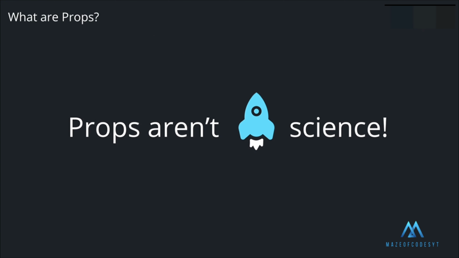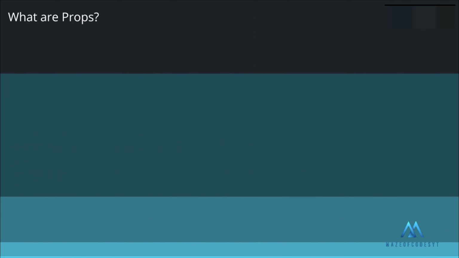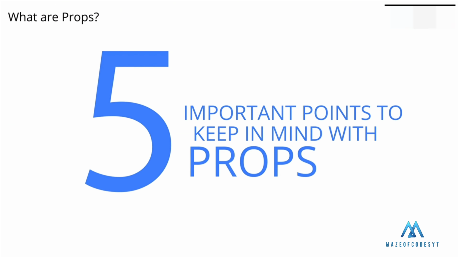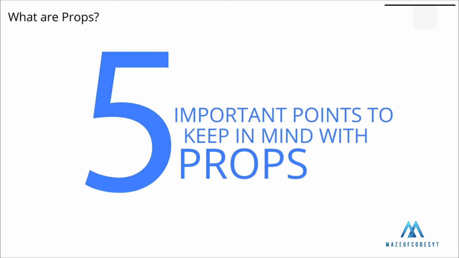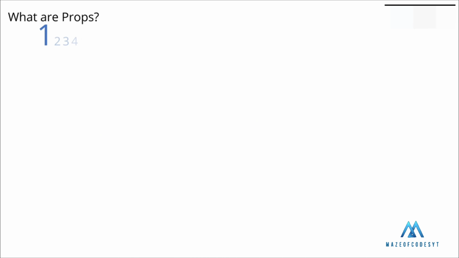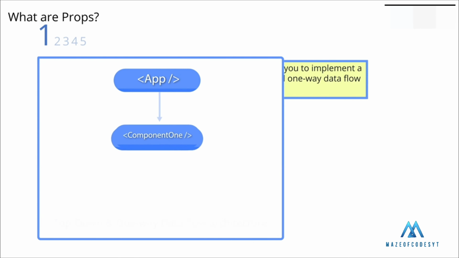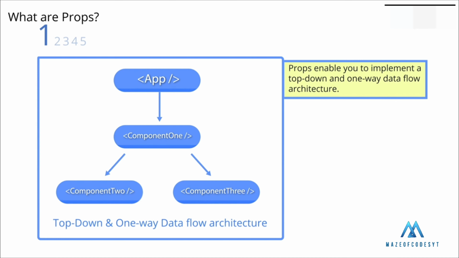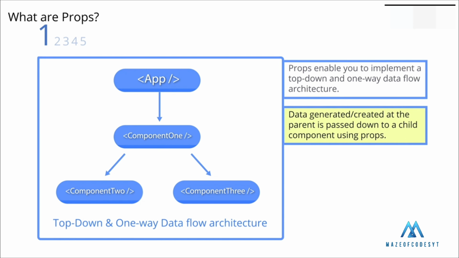Props aren't rocket science and are truly simple to understand and use. But there are some important facts and features that you must keep in mind when using props. Let's see 5 important points that you must keep in mind when using props. The first thing to note is that props enable you to implement top-down one-way data flow where quite simply data is generated or stored in a parent component and is passed down the hierarchy using props. This one-way data flow schema is at the heart of component hierarchies in React.